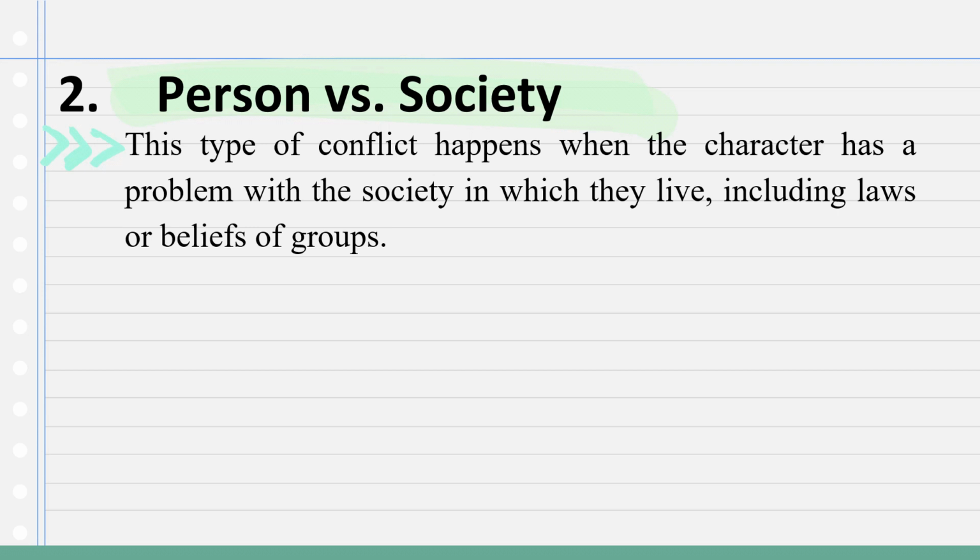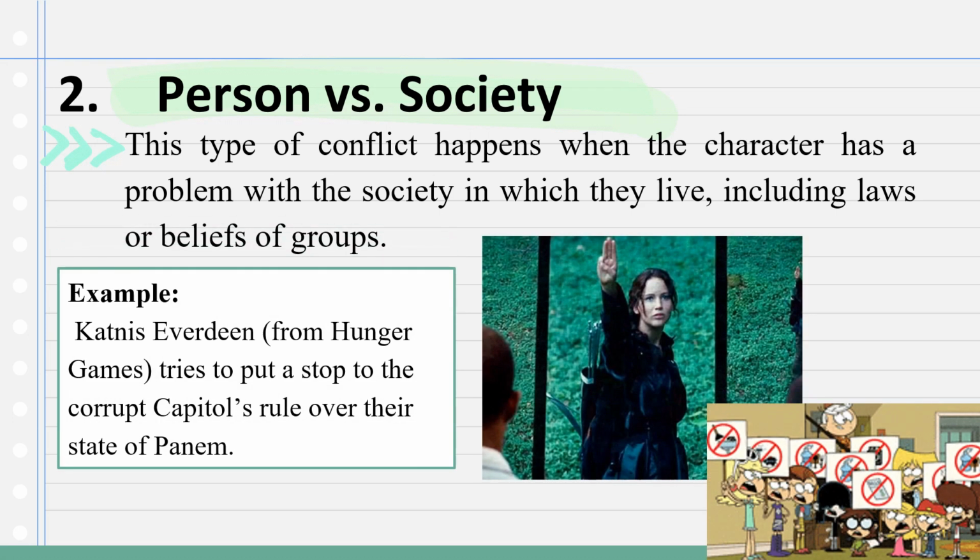Second is person versus society. This type of conflict happens when the character has a problem with the society in which they live, including laws or beliefs of groups. For example, do you remember Katniss Everdeen from Hunger Games? Katniss Everdeen tries to put a stop to the corrupt Capitol's rule over their state of Panem.